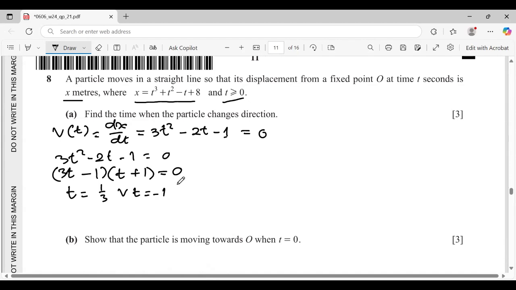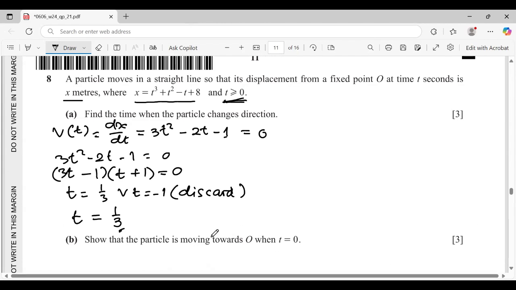But discard this result, discard. Why? Because of this information that t is greater than or equal to 0. So do not use this result, only this one. So t equals 1/3. This is the solution. So the time is 1/3.